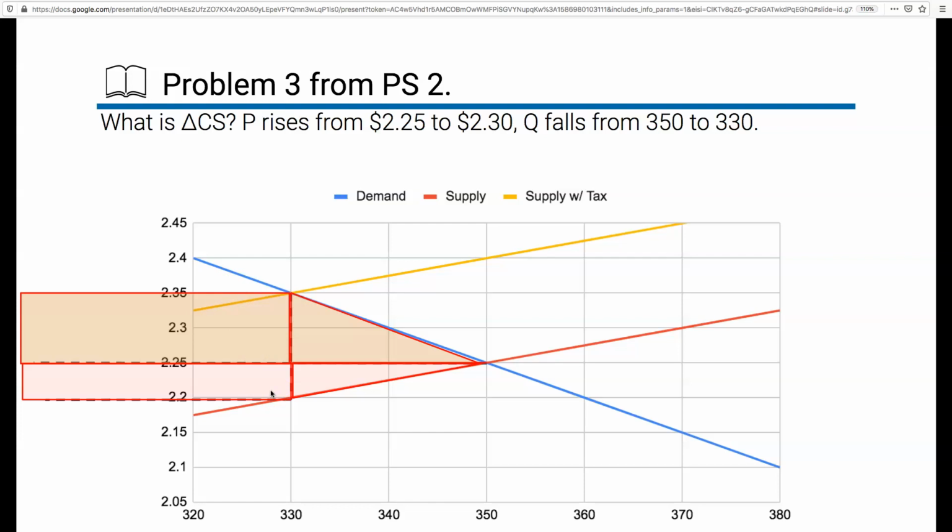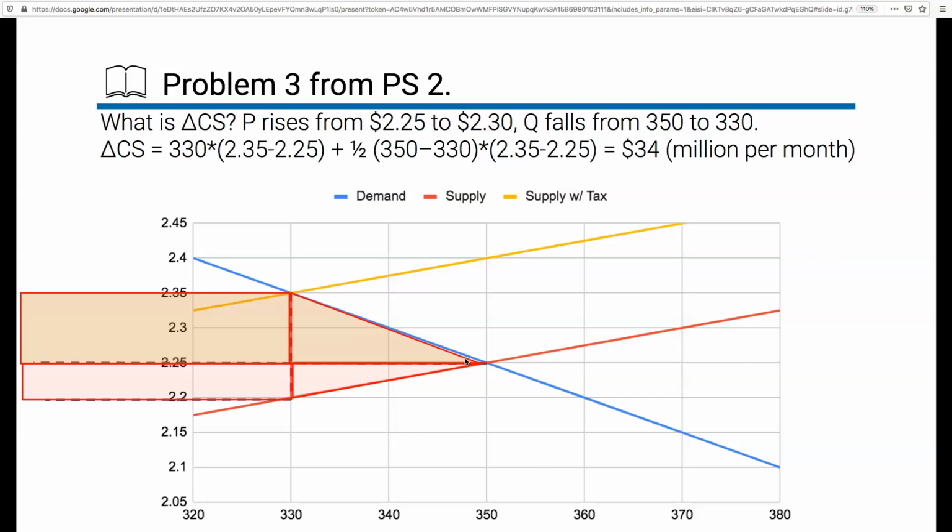And so let's calculate it. The area of the rectangle for the consumers is 330, that's the length of the rectangle, times the price change of 10 cents. The area of the triangle is 20, that's the difference between 350 and 330, times the price change of 10 cents, times 1/2, because we're looking at a triangle rather than a rectangle. Again, pause the video to calculate the number, and the number equals 34. So the loss, the reduction in the consumer surplus is twice as high as the reduction in the producer surplus in this example, and equals 34 million per month.